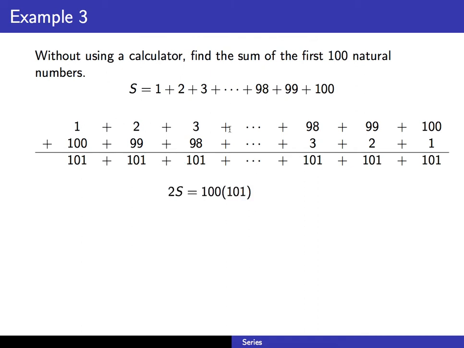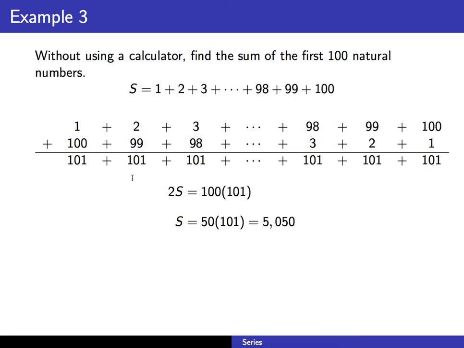So we had S here plus another S here makes 2S. Over on the right-hand side, we have 101 100 times. If we divide both sides by 2, we get 100 divided by 2 is 50, and 50 times 101 is 5,050. So without using a calculator, we're able to determine the sum of this series from 1 to 100 by some clever manipulation of the values.